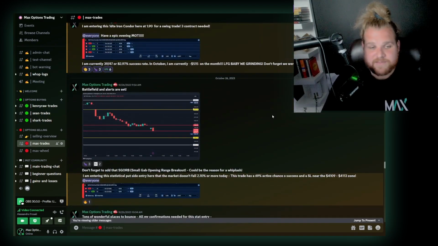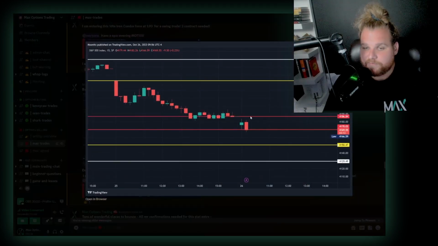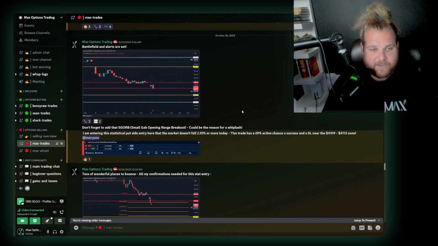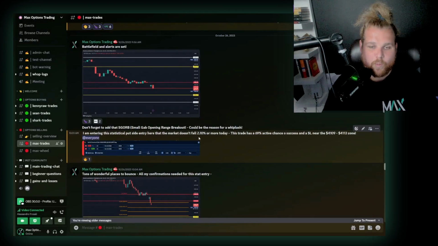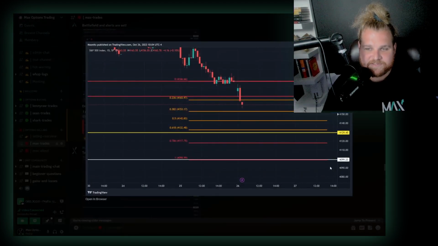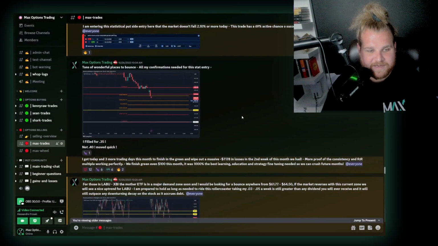We're down 500 on the month. Battlefield is set. Don't forget the small gap. And now we're looking. I'm entering a statistical entry that the market doesn't fall 2.1% today. Here's the statistical entry where I think the market's not going to fall.